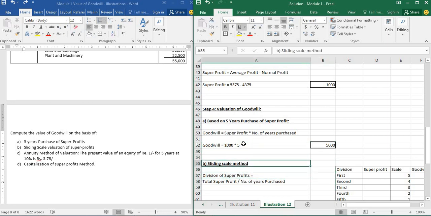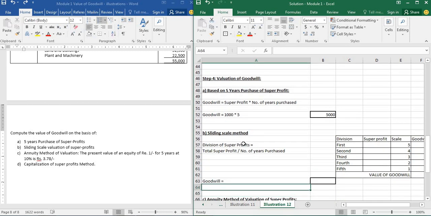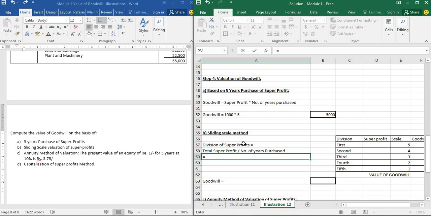Now we have a sliding scale method. Under sliding scale method, it is based on number of years purchased. In this case also it is 5 years purchase. So for sliding scale also we will take 5 years purchase. However, we have to first divide the super profits into 5 parts. So super profit is 1000.